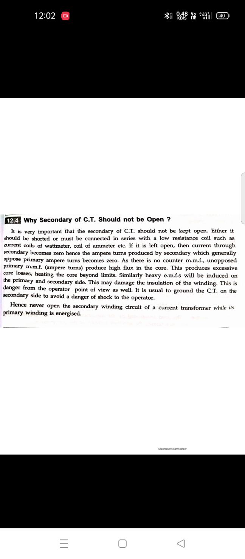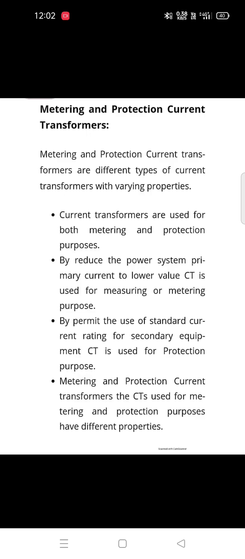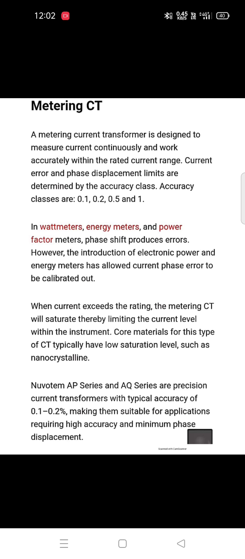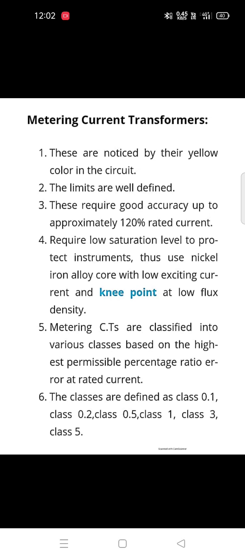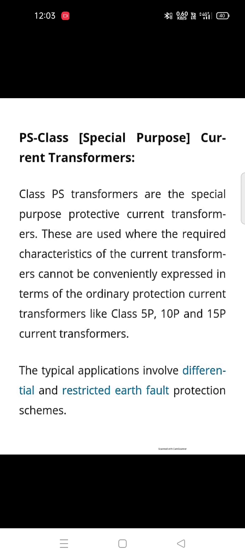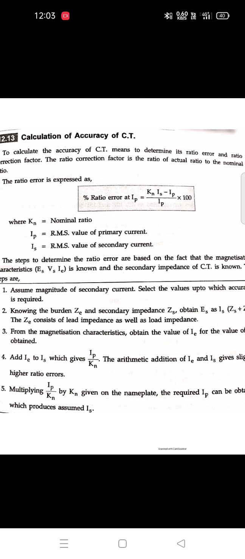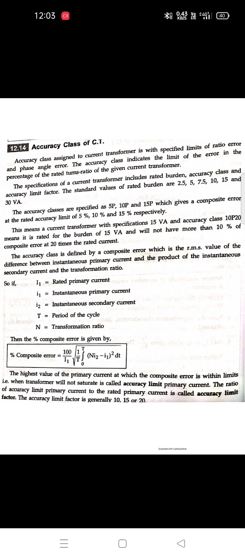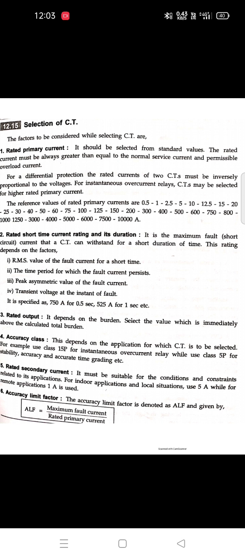then why CT should not be open. We also saw the secondary of CT must be short circuited. The metering and protection current transformer, we saw the difference between metering or measuring transformer and protection CT. Also we saw the calculation of accuracy of current transformer and the accuracy class of current transformer, how to select the CT, and what factors we need to consider. That we also saw.